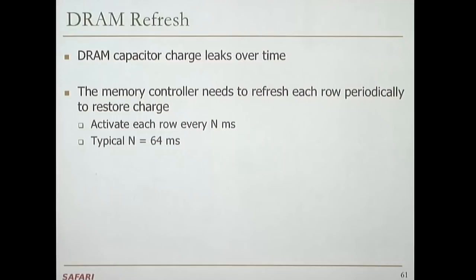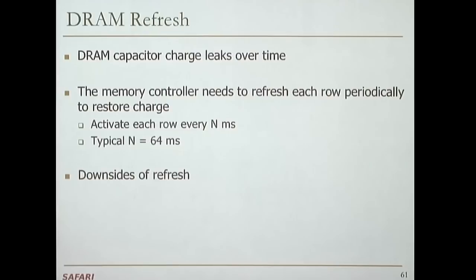Activate is what I showed you earlier, basically activate the row, which brings the data into the row buffer. That replenishes the charge, because when you activate the row, you sense the charge, you amplify it in the sense amplifiers, and naturally write it back into the cells. That's how you refresh the row. And today, the typical n is 64 milliseconds. Every 64 milliseconds, every single row in the system gets refreshed. So this thing is essentially doing that right now. Nothing else, maybe, but that. Because it's keeping the memory intact.